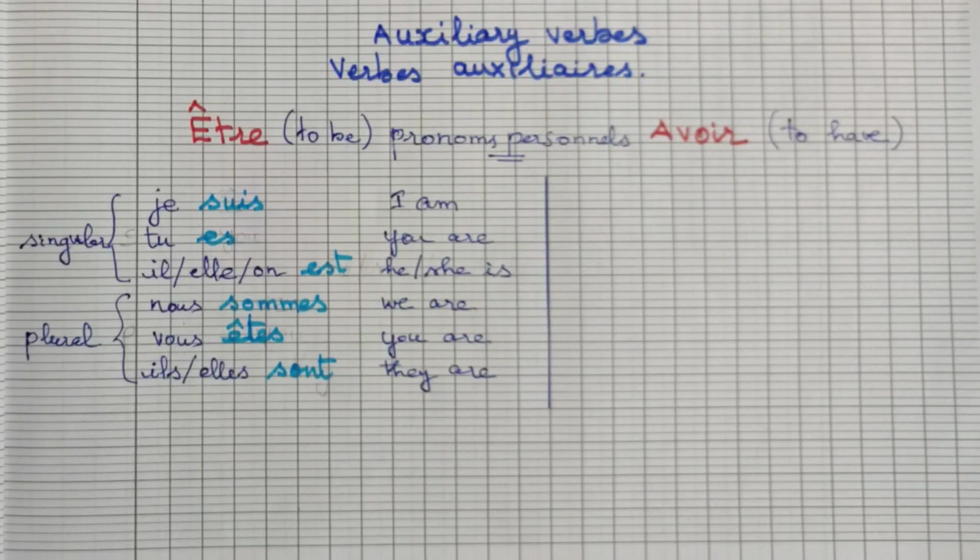In the last video, we saw how to conjugate the verb être, to be, in the present tense. And in this video, we are going to see how to conjugate the verb avoir in the present tense. So let's start doing that.